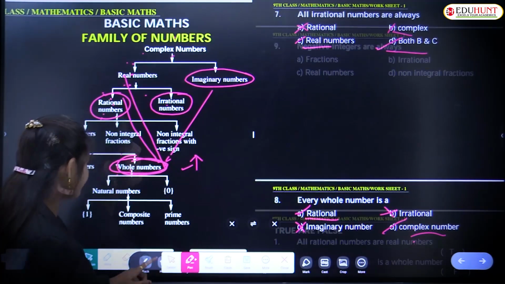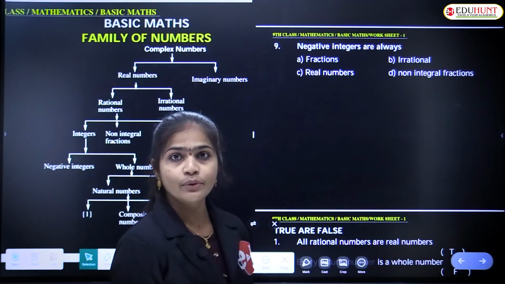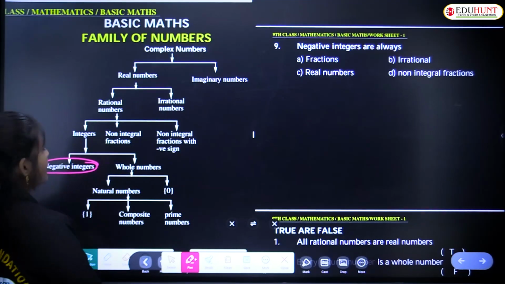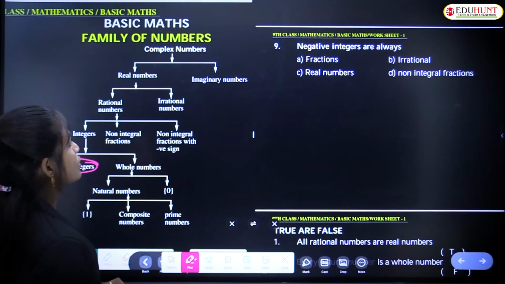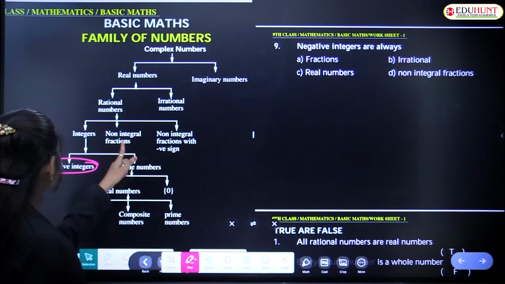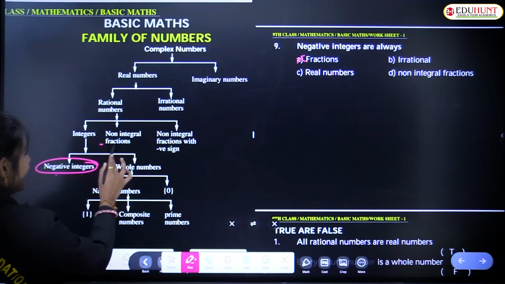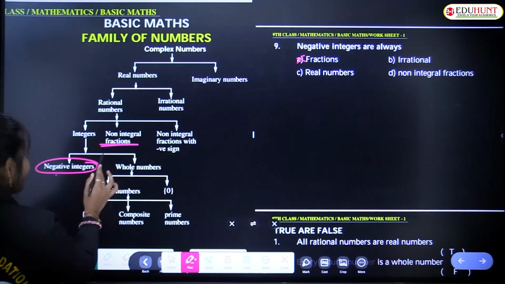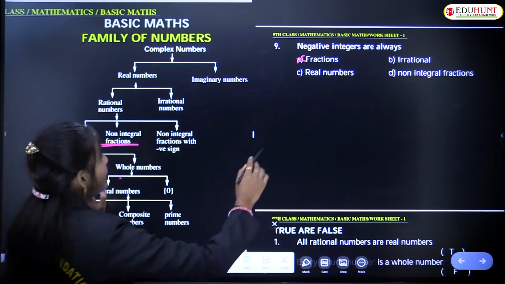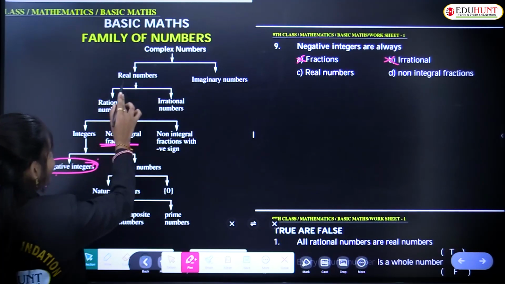See the next one. See the ninth question. Negative integers are always. Where can we find negative integers? Here it is. The first option is negative integers are fractions. Integers are different from fractions, no? So that is the wrong answer. We have fractions here, but there is no link between these two. So negative integers are not fractions, and not irrational. This is also wrong, we can say that easily, because of the connection here.